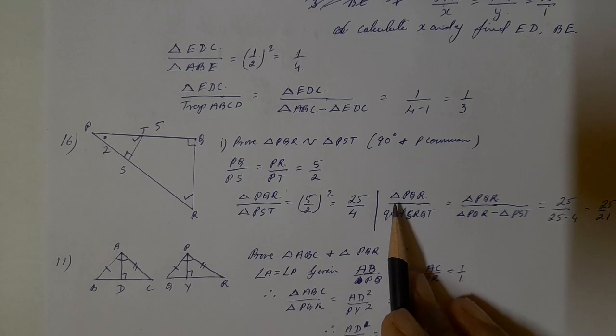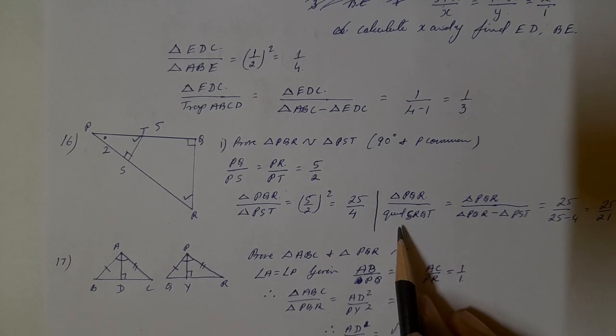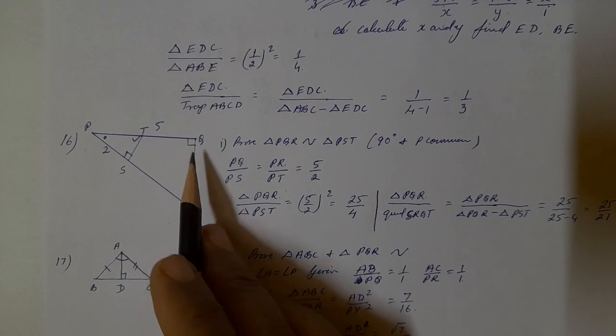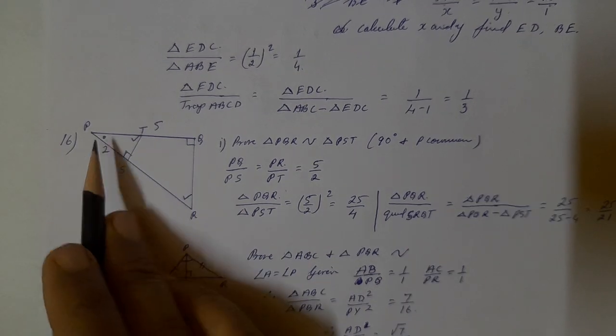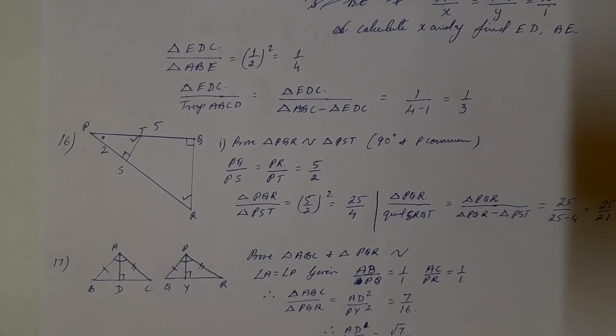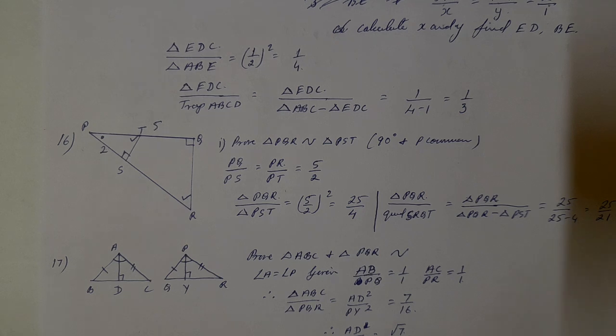Triangle PQR by quadrilateral SRQT. Now SRQT is the big triangle minus the small one. Same thing, 25 minus 4. Is it okay? Right. Now we go on to 17.